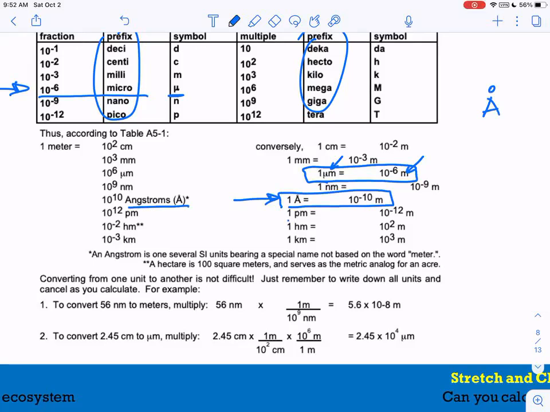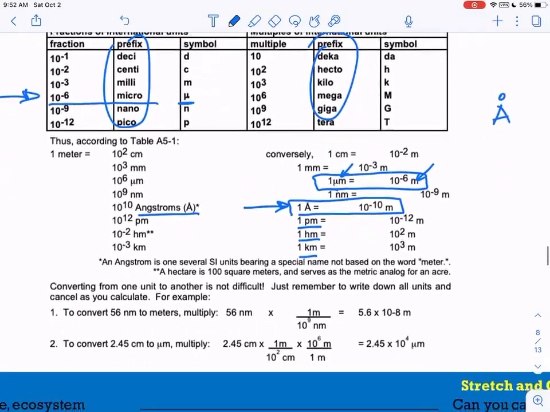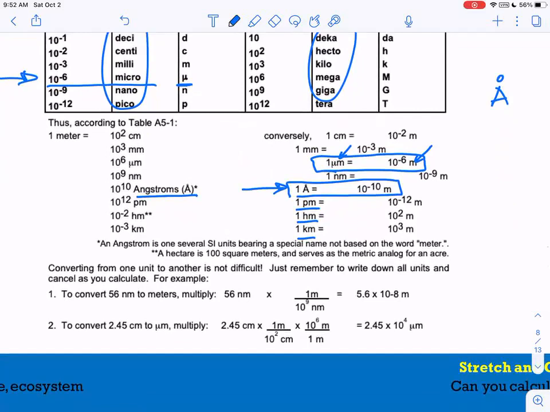This would be 1 picometer, 1 hectometer, 1 kilometer. I need to know what those symbols mean. That's why I'm using this table, right? I need to use that table. So when I do a conversion, for example, if I want to convert 56 nanometers to meters, then I have to put a unit, like I just showed you on the previous page.